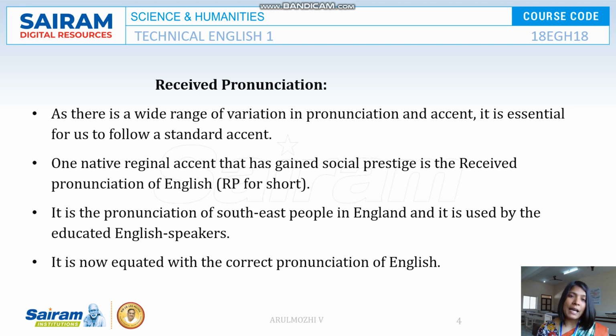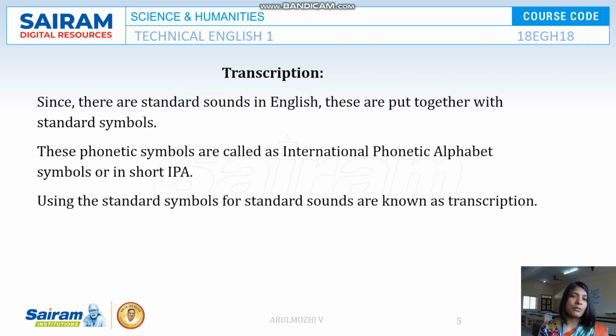So that is why people have figured out something called received pronunciation. What is this received pronunciation? It is one native regional accent that has gained social prestige, and it is considered as the received pronunciation of English, and in short it is called RP. It is the pronunciation of Southeast people in England, and it is used by educated English speakers. It is also considered as aristocratic pronunciation. So it is now equated with the correct pronunciation of English. More or less everybody has settled down to this received pronunciation to figure out the bridges in languages.